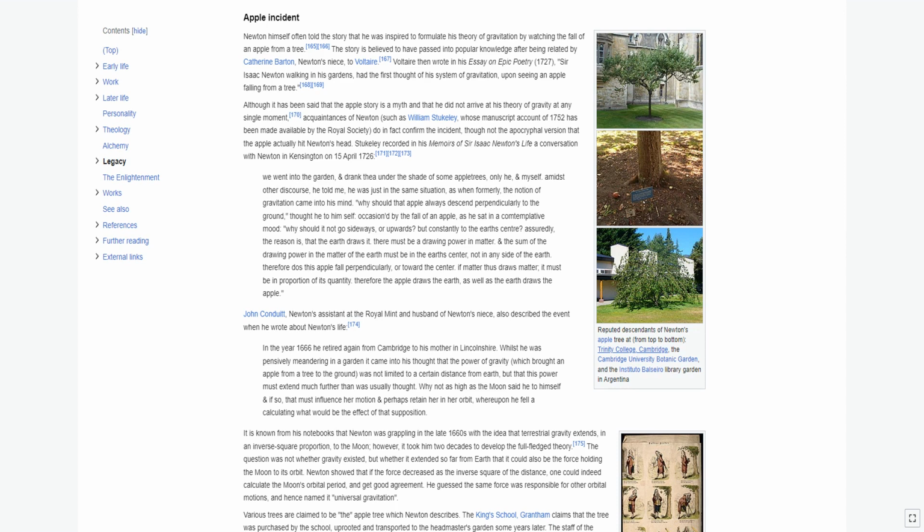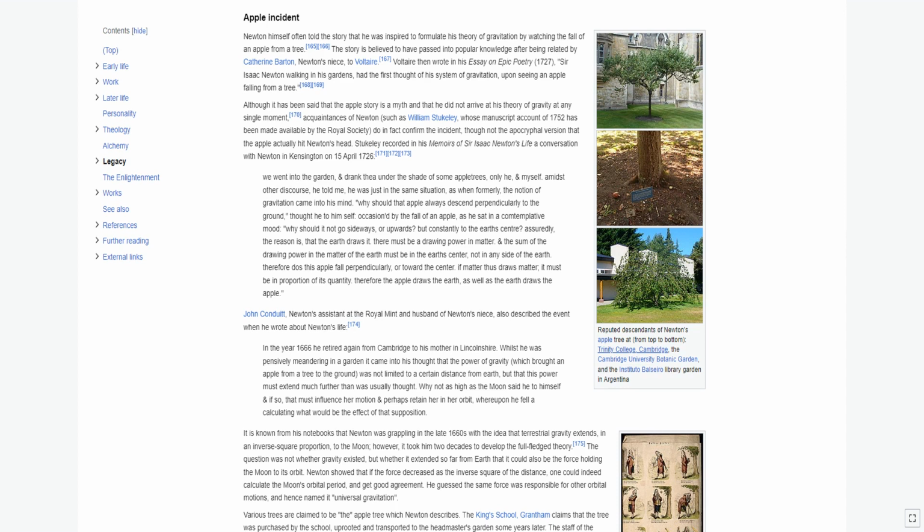Although it has been said that the apple story is a myth, and that he did not arrive at his theory of gravity at any single moment, acquaintances of Newton, such as William Stukeley, whose manuscript account of 1752 has been made available by the Royal Society, do in fact confirm the incident, though not the apocryphal version that the apple actually hit Newton's head. Stukeley recorded in his Memoirs of Sir Isaac Newton's Life a conversation with Newton in Kensington on April 15, 1726.